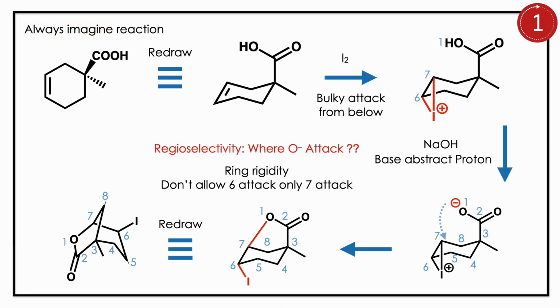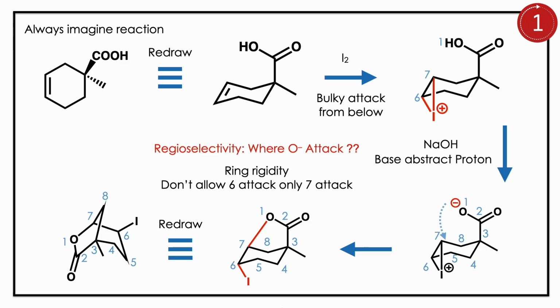Here the problem is in 3 dimensions, so we have to redraw the molecule in 3D. We draw the cyclohexene chair form. Here you are using iodine. Iodine is a bulky molecule, so it attacks from below.